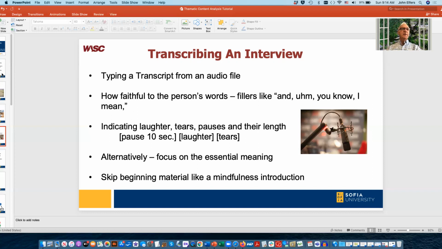So with thematic content analysis, the focus is really on the essential meaning. So use that in making a decision about the depth and detail of your transcription.